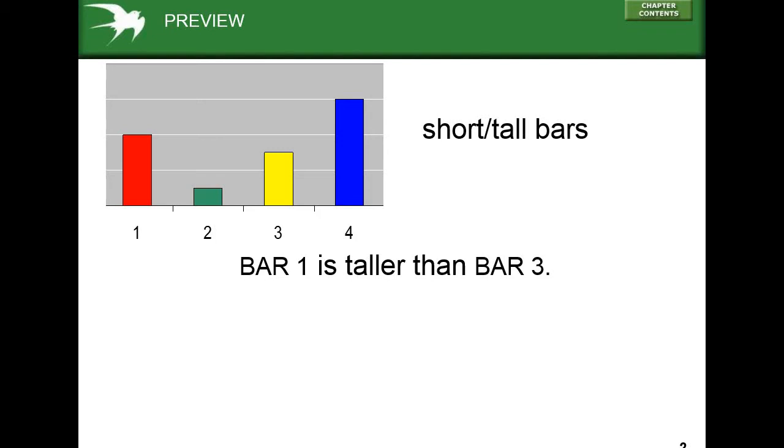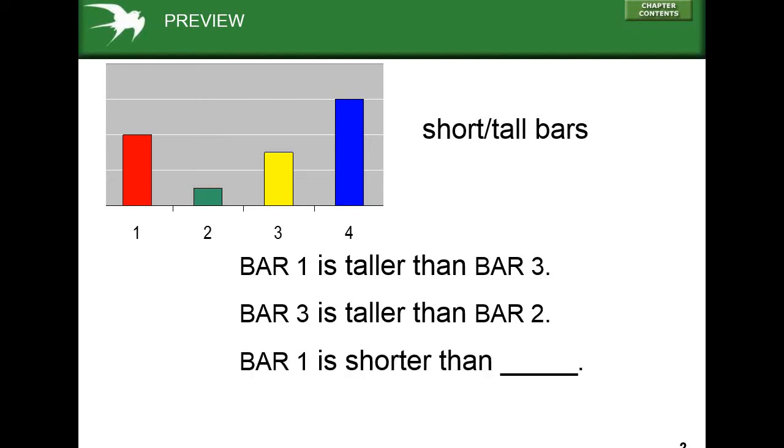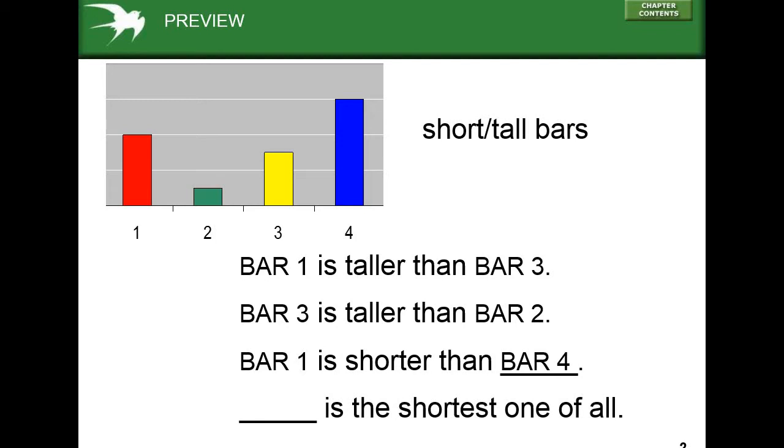So bar 1 is taller than bar 3. Bar 1 is taller than bar 3, and bar 3 is taller than bar 2. And bar 1 is shorter than... Can you answer that? Bar 1 is shorter than bar 4. Yes, bar 4. You are right, exactly. You can see the answer also on your screen. Very good, Vigneshwar Reddy.